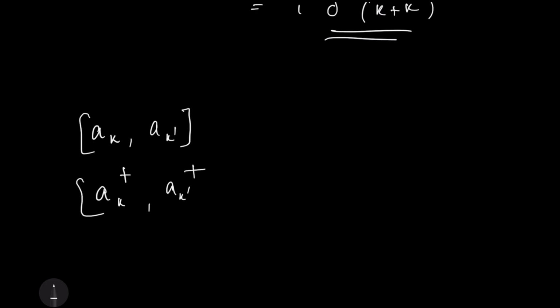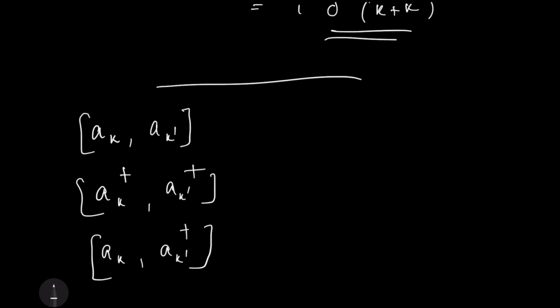So now we have all the necessary ingredients and the much awaited a k and a k prime, and similarly a k dagger and a k prime dagger, then a k and a k prime dagger. I have to find all these. So for this class we'll stop here and we'll see this in the next class.